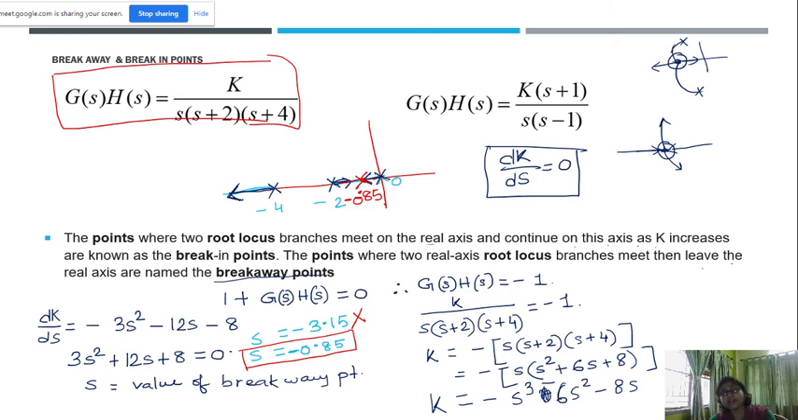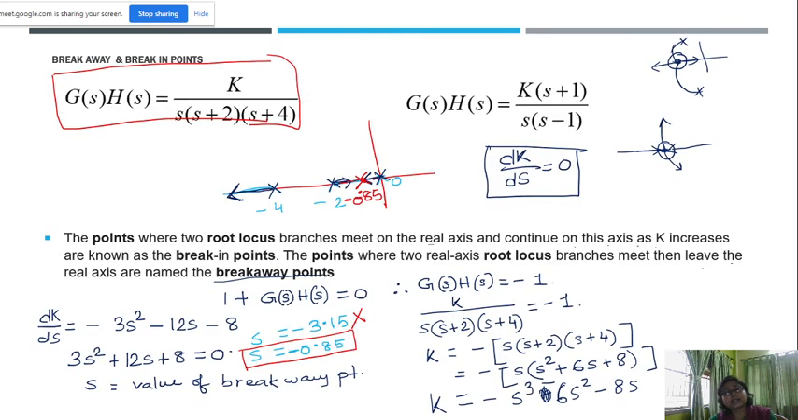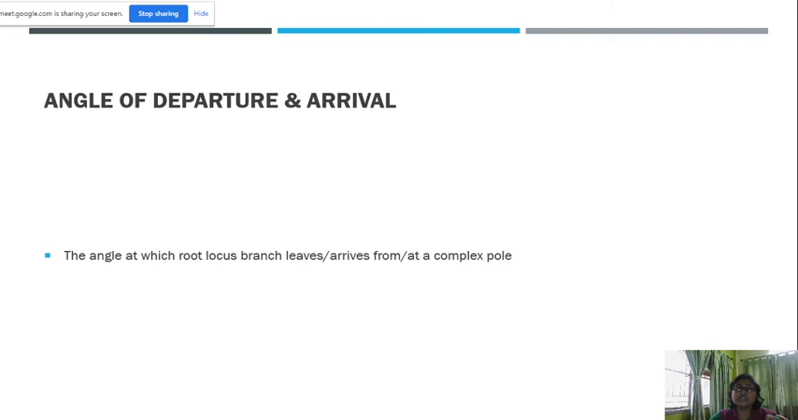The last part we have discussed is that if there are complex conjugate poles and zeros, then only do we need to go for the calculation of angle of departure and arrival, otherwise not. The examples we have discussed had no complex conjugate poles or zeros, so it is not required for these problems. Today I am not discussing this part, I will discuss it with another set of examples.